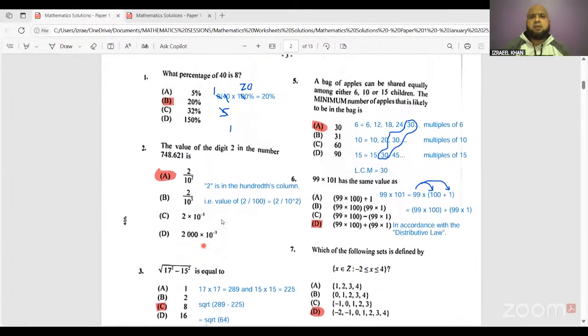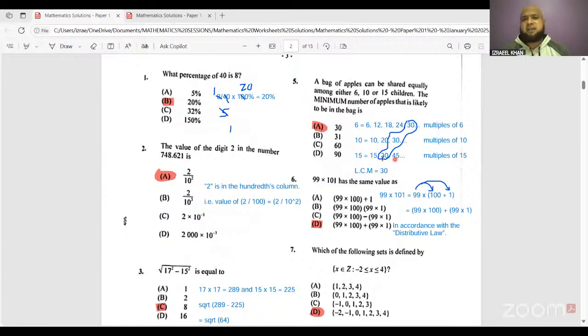Number 5, we have a bag of apples that can be shared equally among either 6, 10, or 15 children. They're asking for the minimum number of apples that is likely to be in the bag. When we hear minimum in this context in the CSEC syllabus, you'll be referring to LCM, the lowest common multiple. It's not a no-brainer with that one. You know, 6, 10, and 15. Some people could do this mentally.